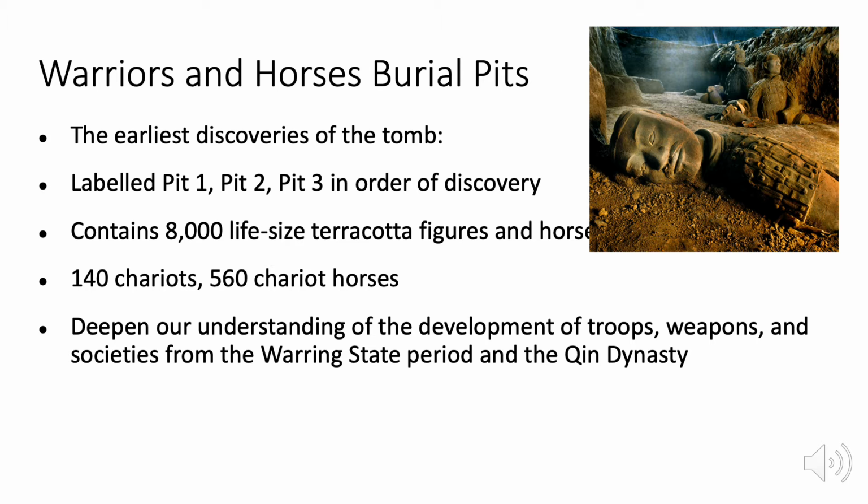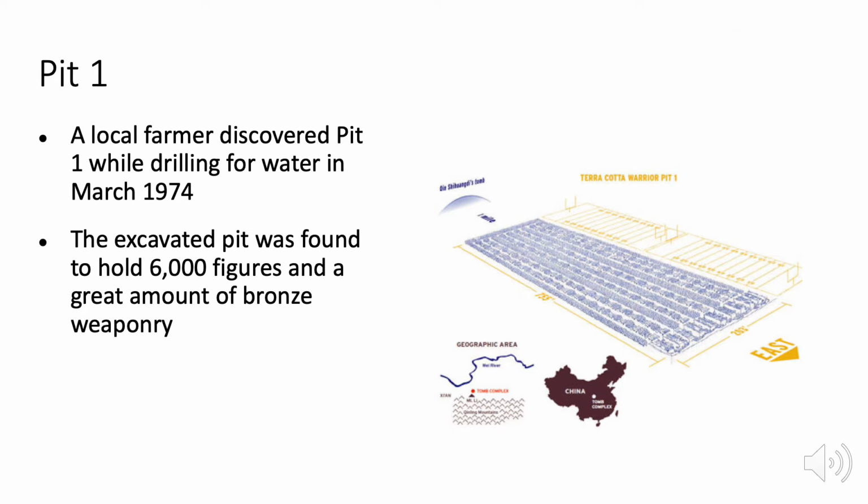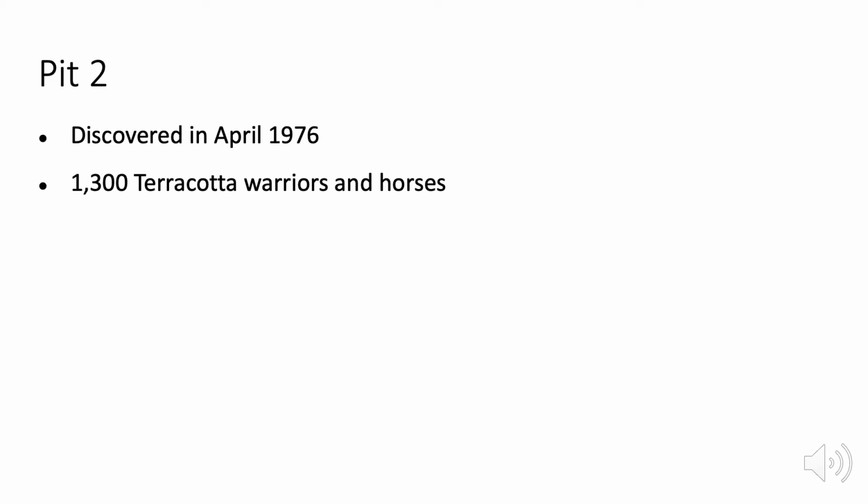Pit 1, which was the first pit discovered by a local farmer while he was drilling for water, was found to hold 6,000 figures and a great amount of bronze weaponry. You can see in this illustration that it is the size of 2 football fields. So it's huge. Pit 2 was discovered in 1976. There are 1,300 terracotta warriors and horses located here.